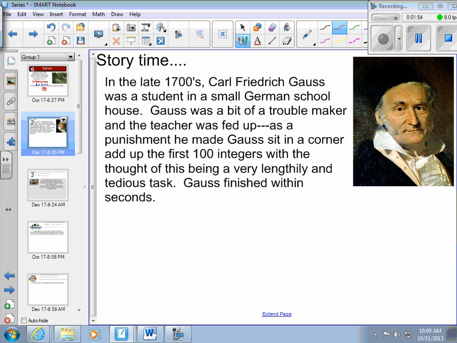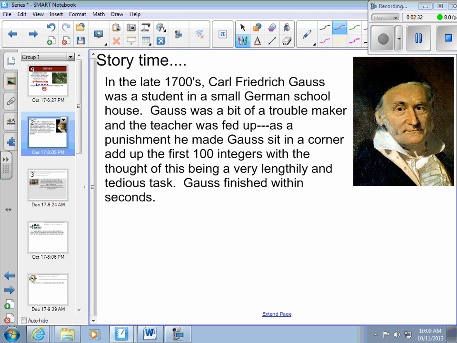All right. Let's do a little story here. Back in the late 1700s, there was this guy named Carl Friedrich Gauss, and he was a student in a small German school house. Gauss was kind of a troublemaker, and the teacher got fed up with him, and as a punishment, he made Gauss sit in a corner and add up the first 100 integers, or whole numbers, with the thought that this would take him a long time and be a tedious task. But Gauss ended up finishing this problem within seconds, so it really didn't end up being a punishment at all.